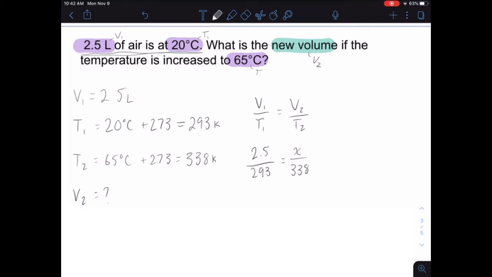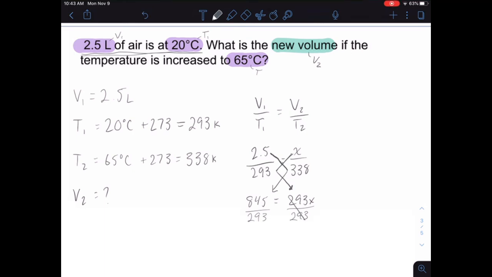When I have two fractions like this, the best method is to cross multiply. The way we do that is we take whatever's on the top and crisscross multiply by what's on the bottom. So we have 2.5 times 338, which gives us 845. We set that equal to multiplying the other two. So x times 293 gives us 293x. If we want to get the x by itself, we need to divide both sides by 293.